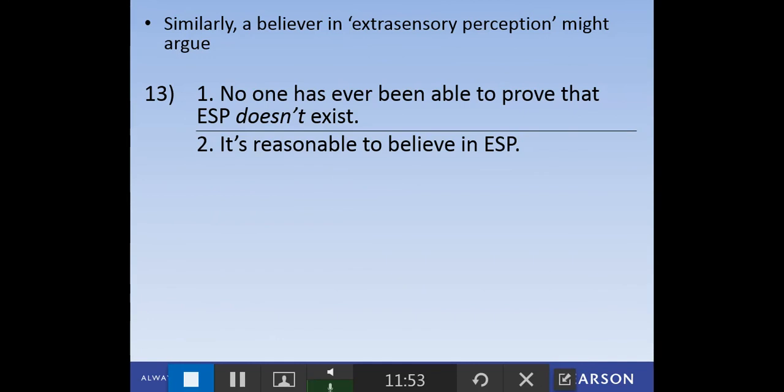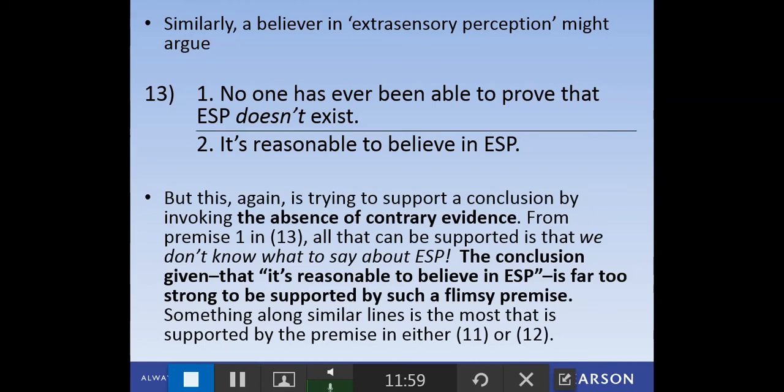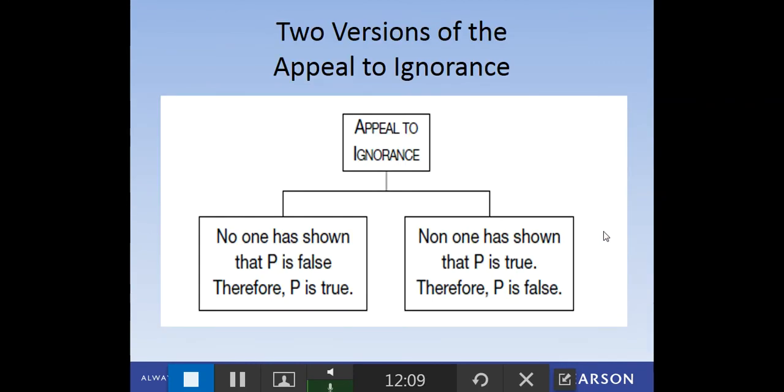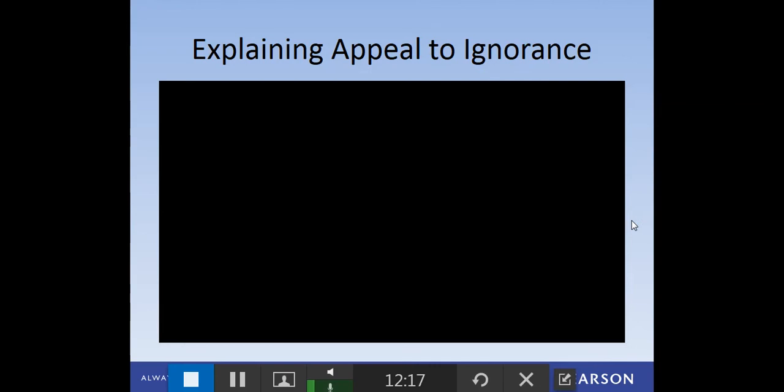So someone could say, no one has ever been able to prove that ESP doesn't exist, therefore it's reasonable to believe in it. That doesn't work well there. You are looking at this as an appeal to ignorance rather than looking at the actual facts. So that's an appeal to ignorance. There's two types of it: no one has shown that P is false, therefore P is true; no one has shown that P is true, therefore P is false.